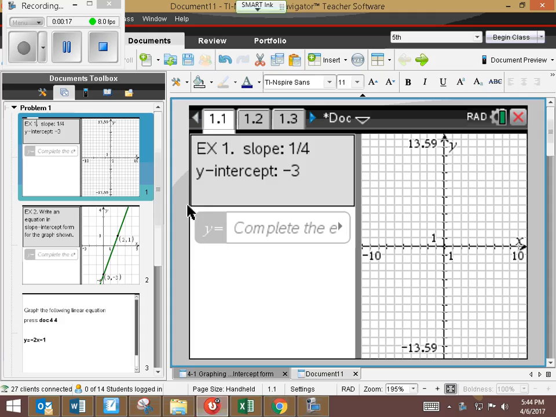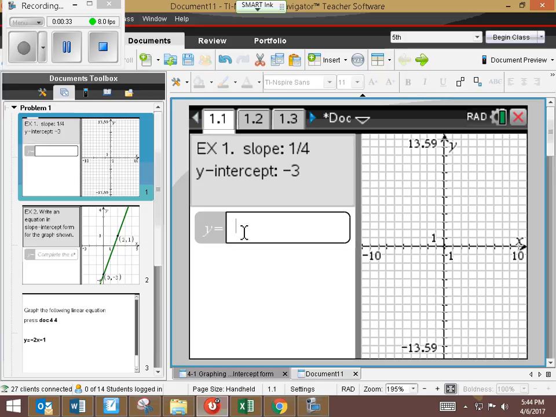All right. So let's look at example number one. Suppose I know the slope of my line is 1/4 and the y-intercept is -3. Then what is the equation of the line? Well, since the slope is 1/4, I type 1/4 x, and the y-intercept is -3, so make that a -3. And there's the equation of my line.